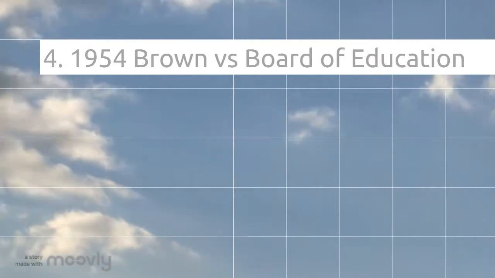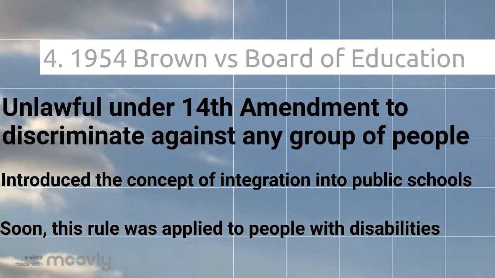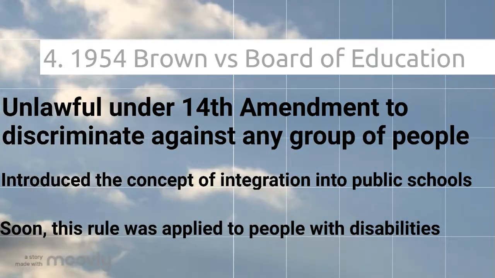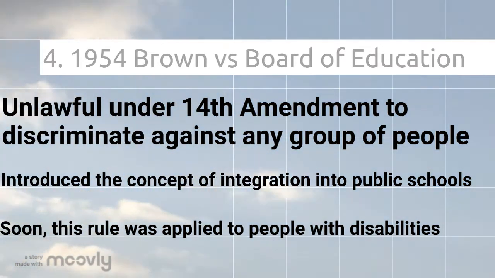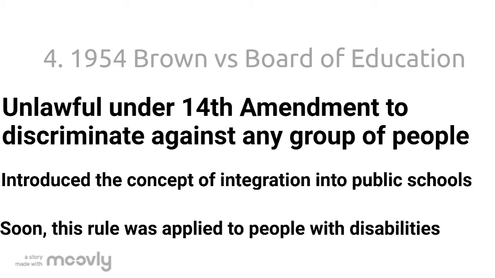So step 4 is probably one of the biggest points that we could reiterate and highlight: the 1954 Brown versus Board of Education. This court case is where the U.S. Supreme Court ruled that it was unlawful under the 14th Amendment to discriminate arbitrarily against any group of people. The court then applied this concept to the education of children, ruling that state-mandated separate education for African American students cannot be an equal education.